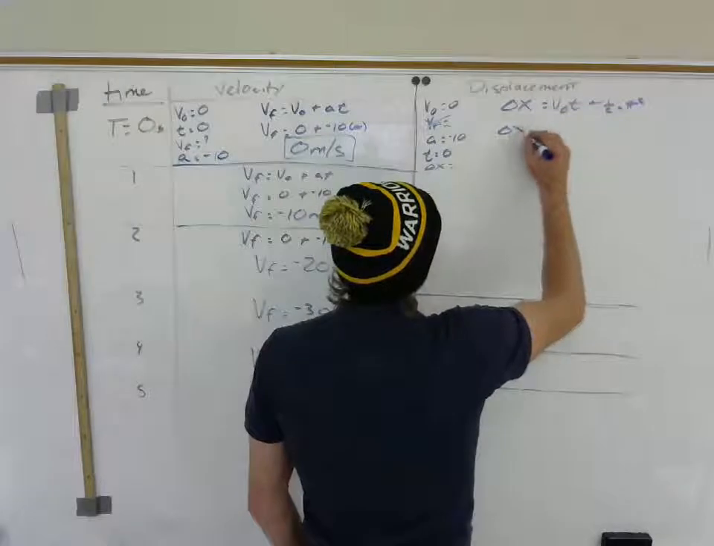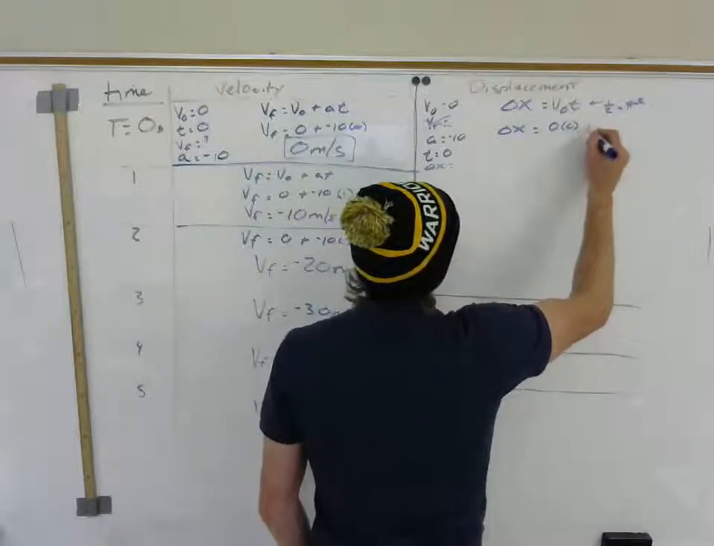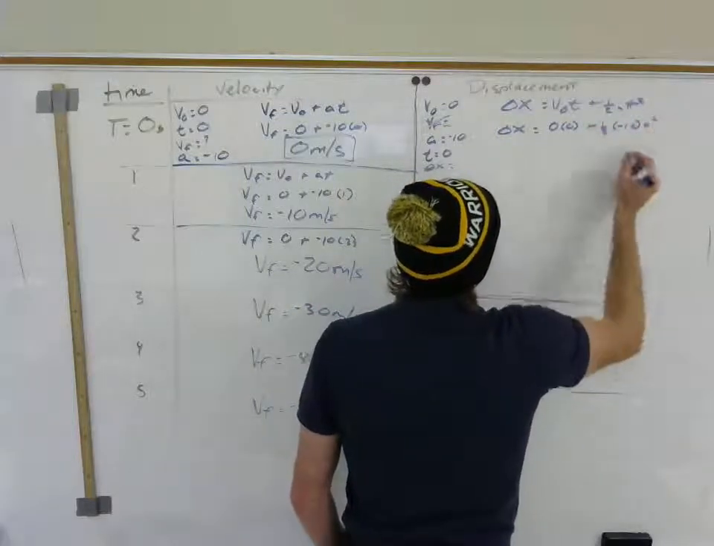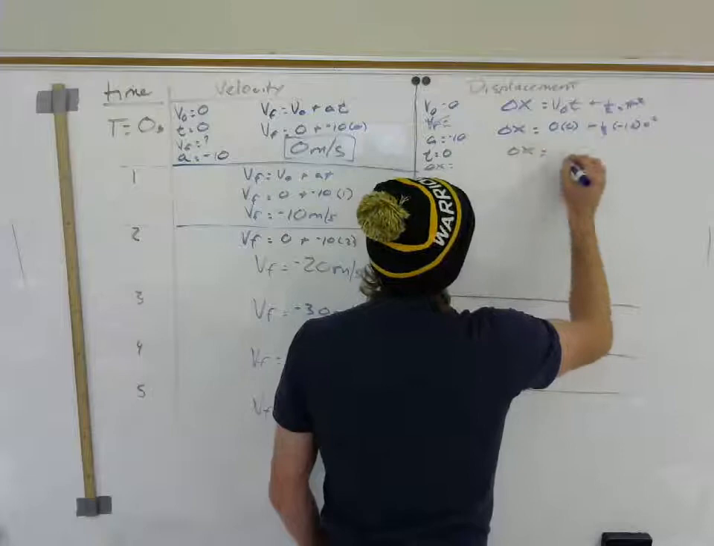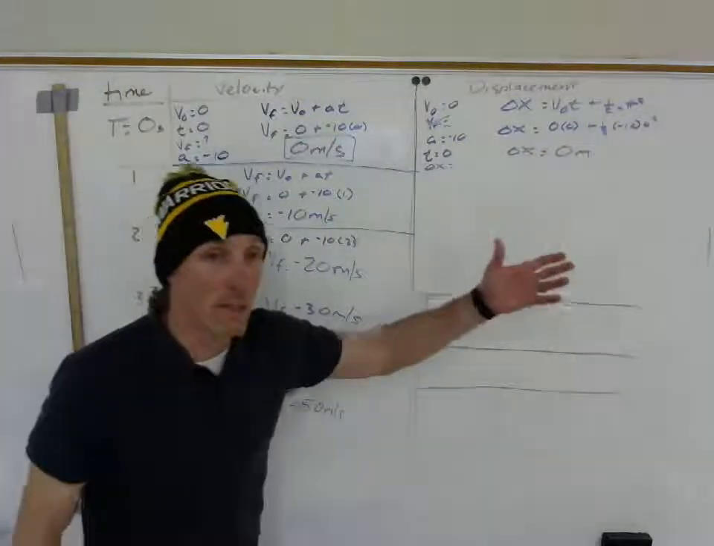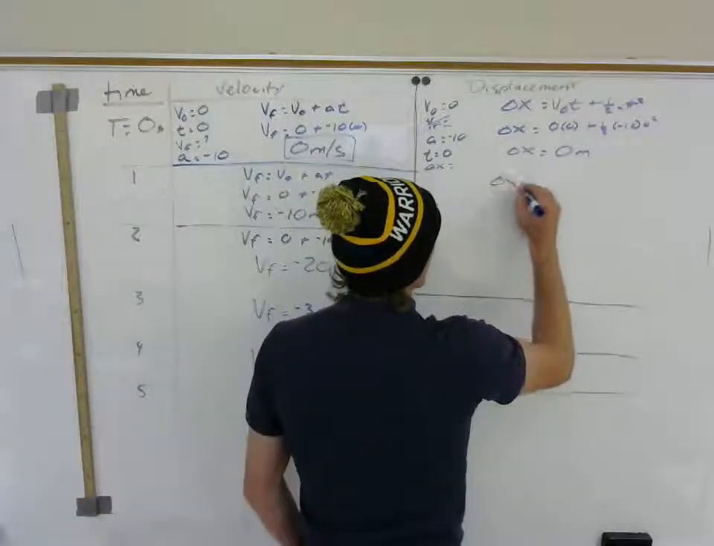So my displacement equals 0 times 0 plus 1/2 times -10 times 0 squared. Obviously, if I haven't dropped it yet, it hasn't moved. Makes sense, okay? So same equation.